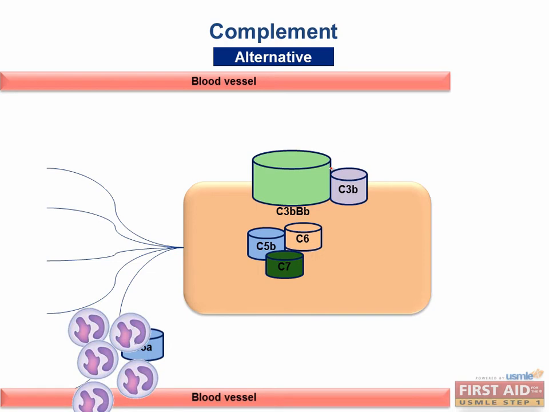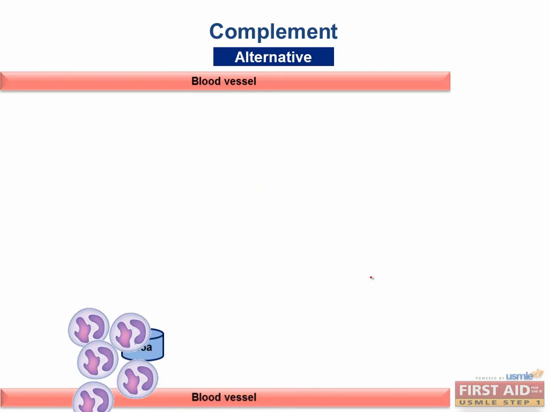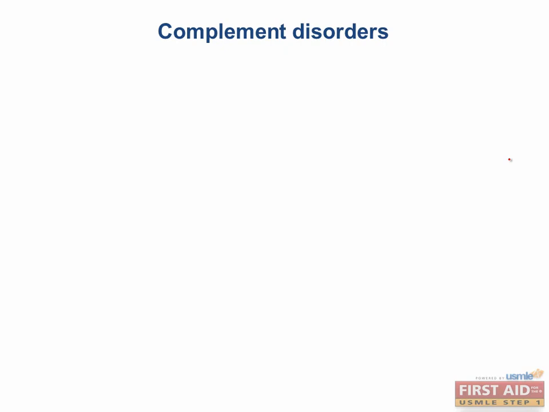We have C6 and C7, C8 and C9. This is called what, again? It's a nice little review. This is called MAC, membrane attack complex. Pokes a hole in the bacterium, boom, lysis. Pretty easy, you got it now, right? Good. All right, now let's talk about what can go wrong with the complement cascade.